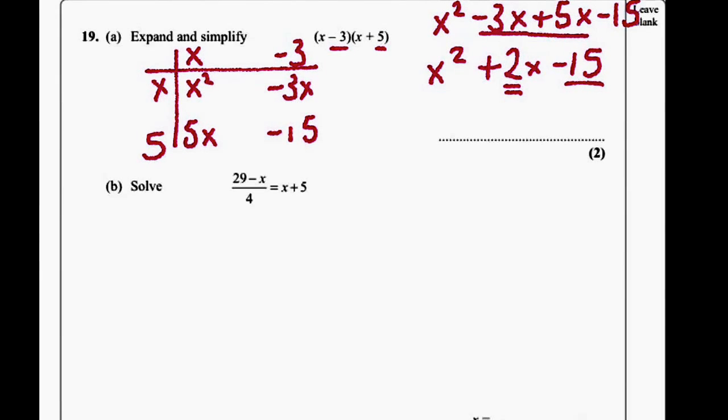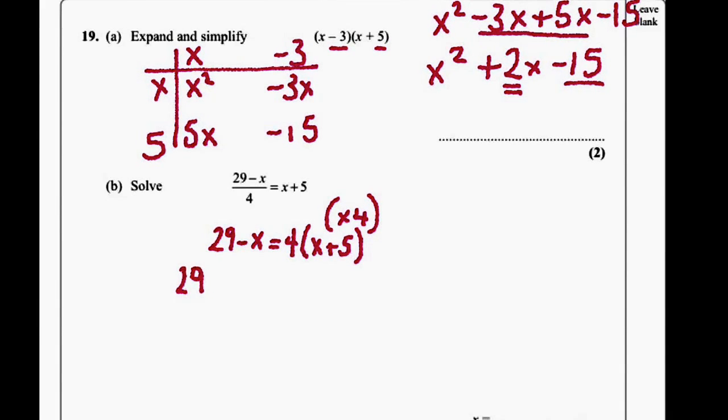29 minus x, all divided by 4, is equal to x plus 5. Okay, so as soon as there's a denominator, some kind of fraction, I think we want to get rid of that. So if we multiply both sides by 4, we will undo the fact that the left-hand side is divided by 4. So on the left-hand side, we will just have 29 minus x. But we must remember to multiply the right-hand side by 4 as well. So I get all of x plus 5 times 4. And now I'm just going to multiply out the brackets. So 29 minus x is equal to 4x plus 20. Remember that that 4 there must multiply both things in the bracket.